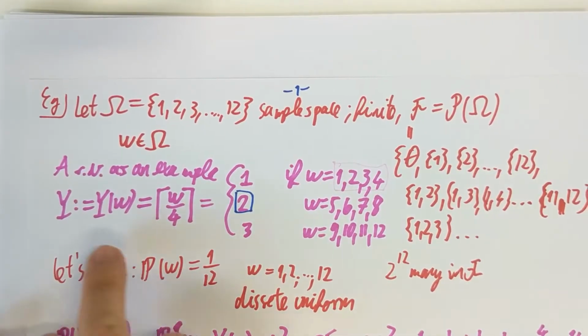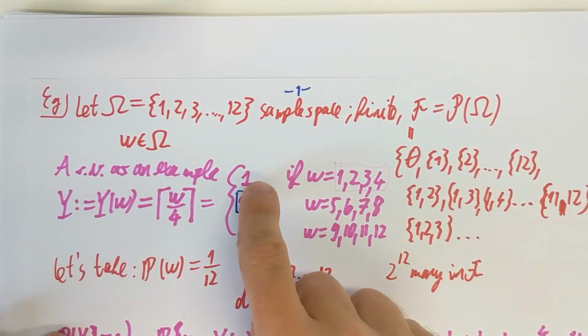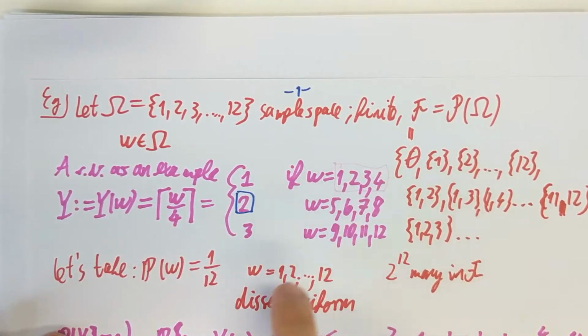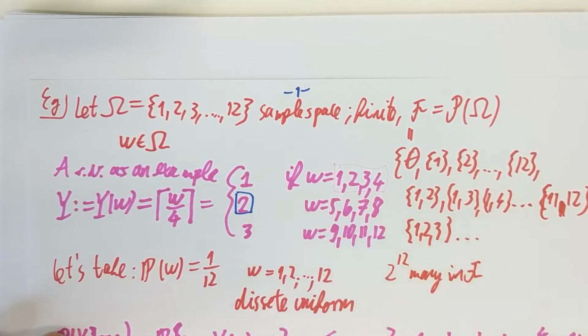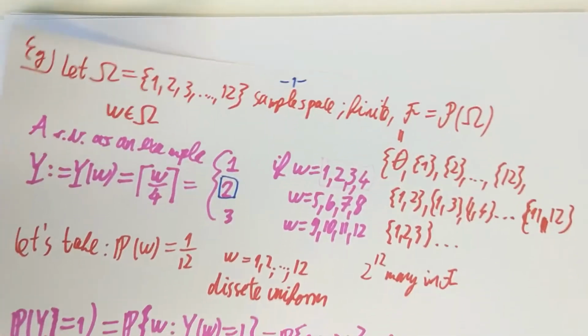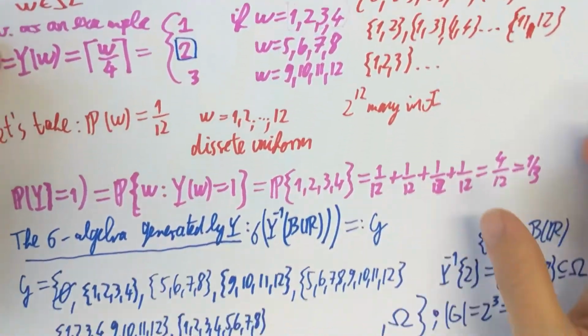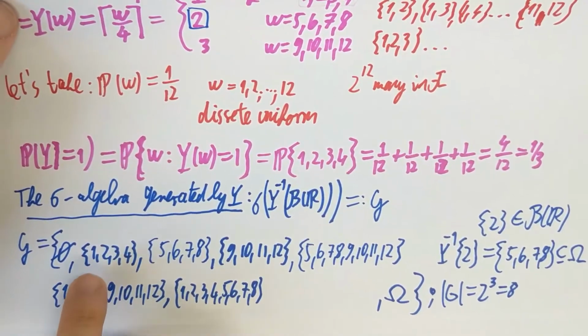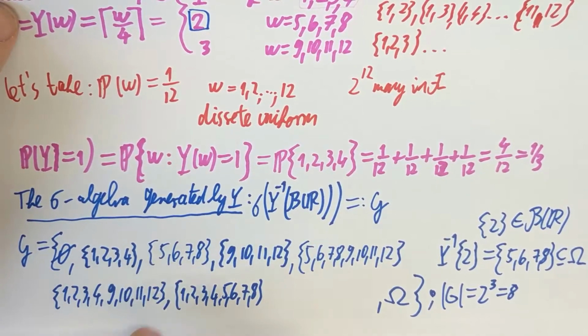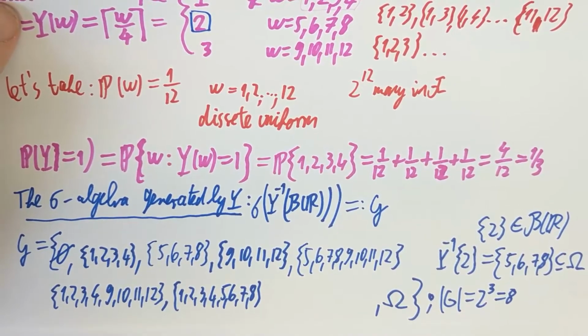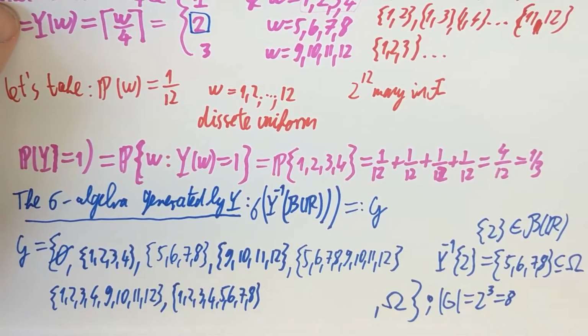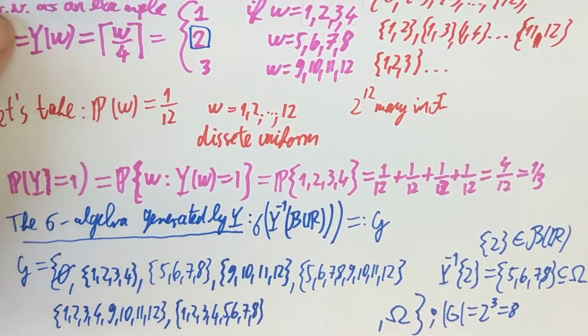And then we fixed a random variable on this omega, which was 1 on 1, 2, 3, 4. It was 2 on 5, 6, 7, 8. It was 3 on 9, 10, 11, 12. The sigma algebra generated by this random variable, we found that to be essentially containing 1, 2, 3, 4, 5, 6, 7, 8, 9, 10, 11, 12 as interesting sets, and then all the unions and intersections and complements of that. And so these are the elementary sets of interest for this random variable.